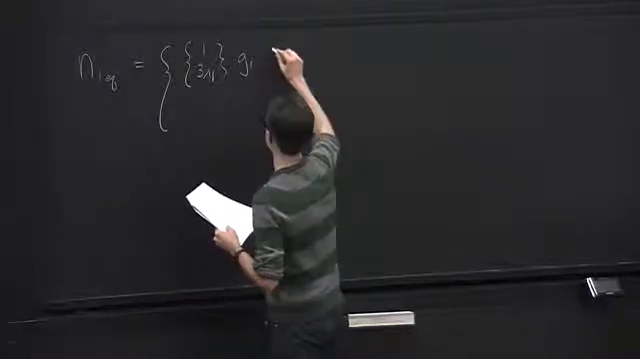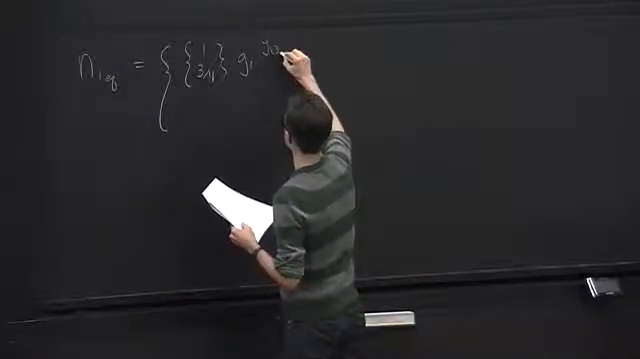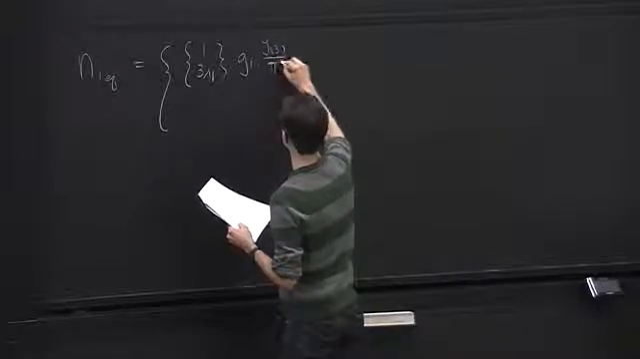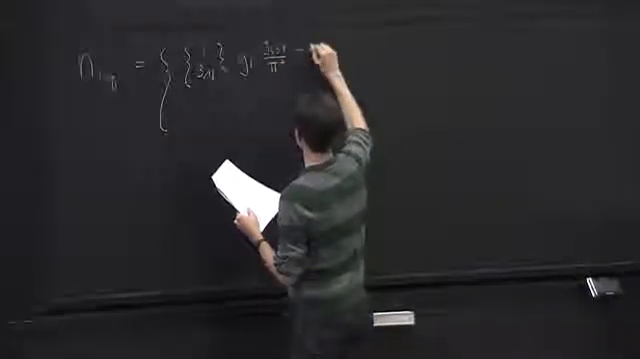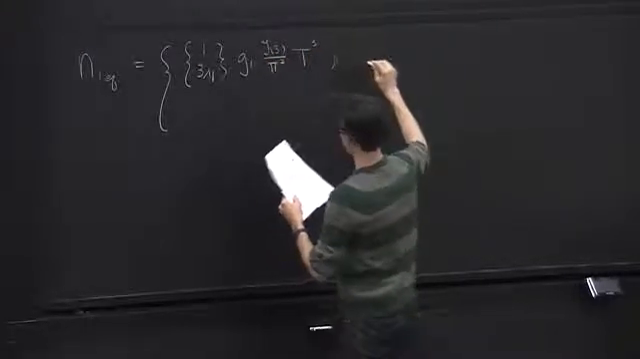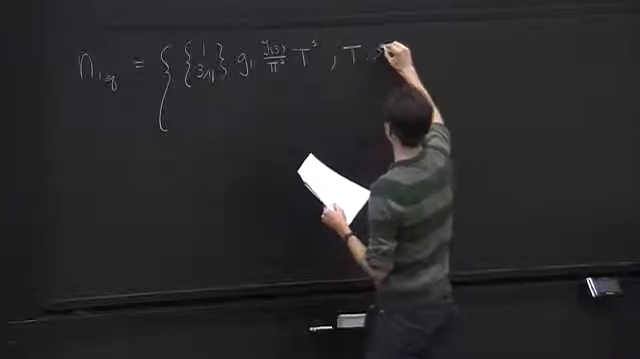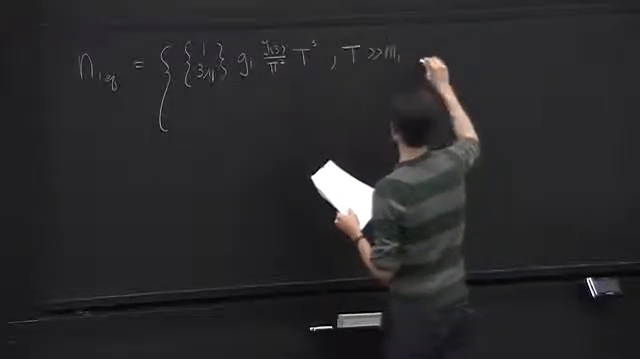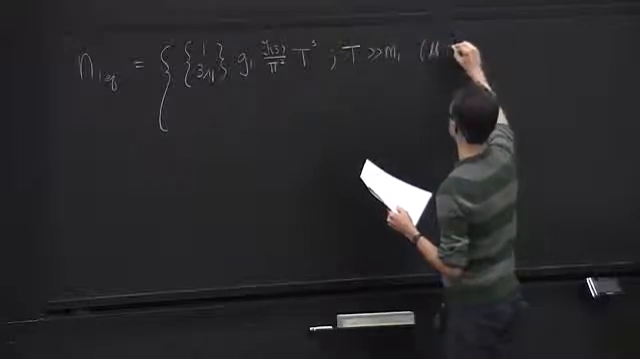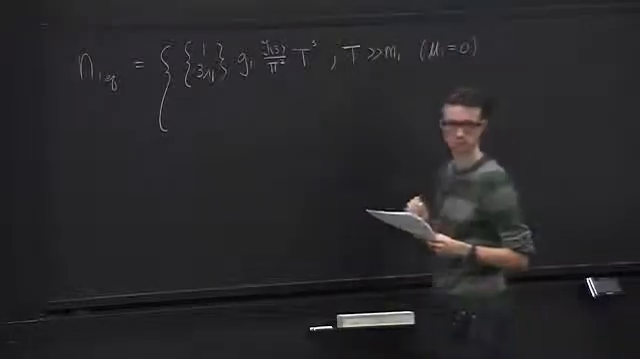And I get some numerical stuff. I get a zeta function of 3 over pi squared, and then I get a t cubed. And this applies in the case of t much, much greater than the mass of the particle. And I've also set mu of the species to equal 0.